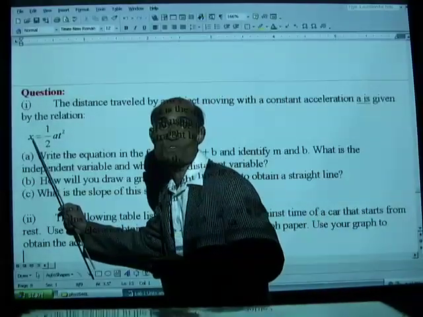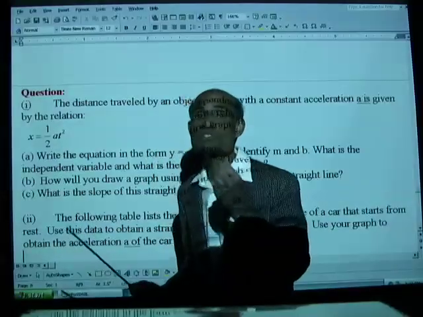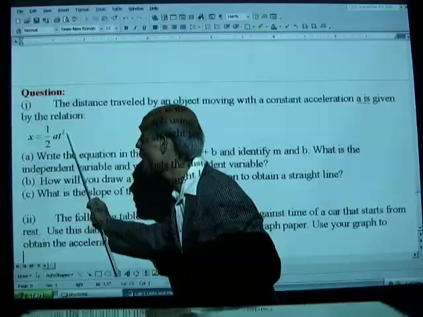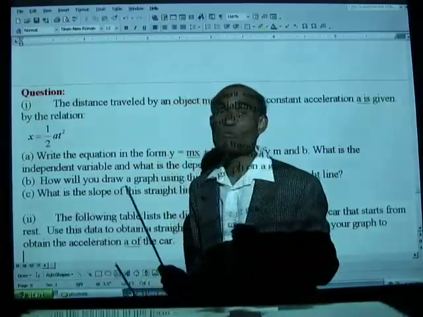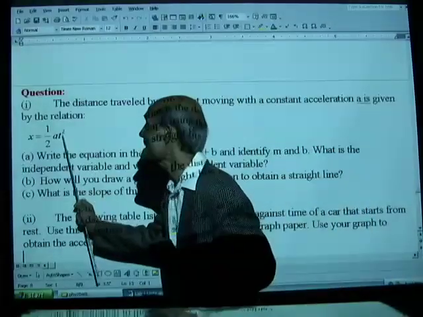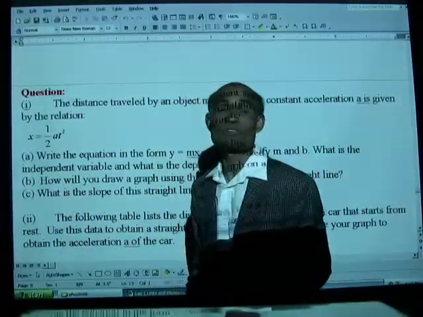Tell me, what is x here? If this equation is of the form y equal to mx, what is your x? Your x is t squared. Remember, many of you would say x is t. No, it is t squared. And your y is x.